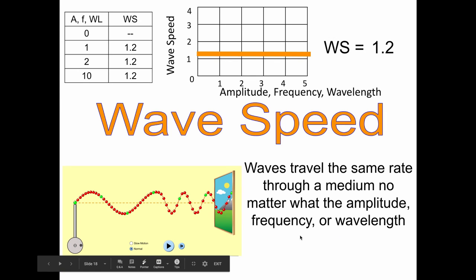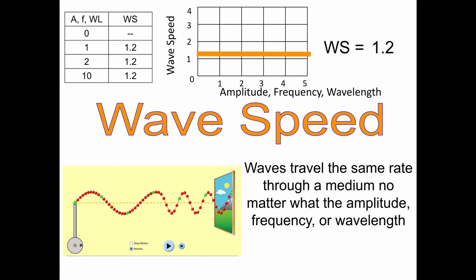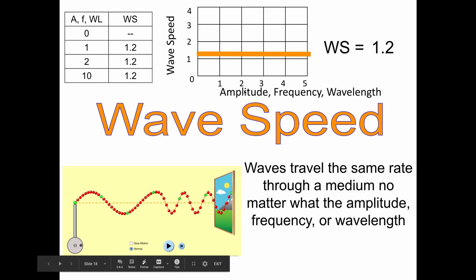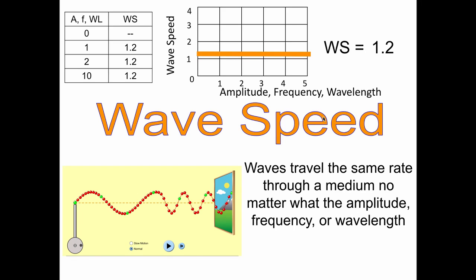If you've done the tinkering of the wave, you should find that the wave speed is not related to the amplitude, frequency, or the wavelength. Waves travel the same rate through a medium no matter what the amplitude, frequency, or wavelength is. So the relationship between wave speed and amplitude or frequency or wavelength is constant. If you recall our patterns in the classroom.